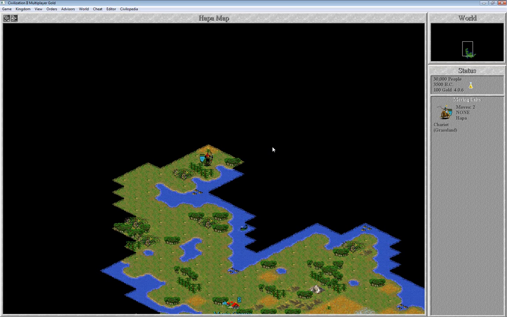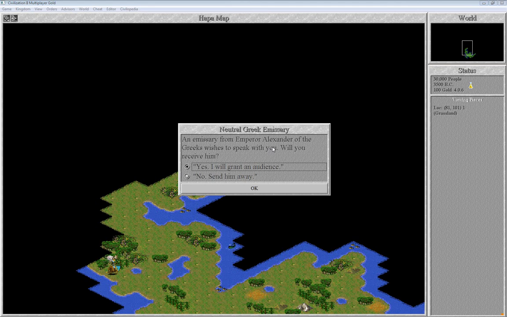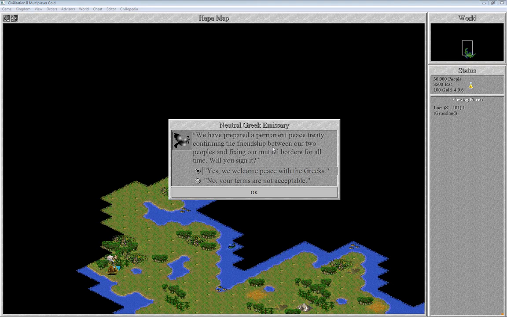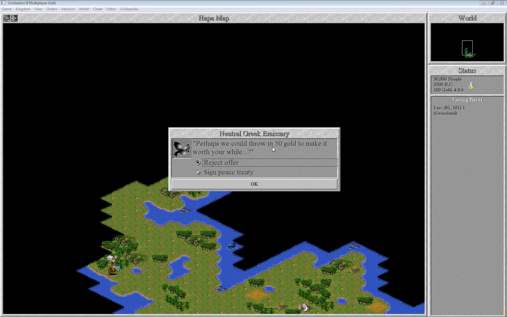Oh, here we are. The neutral Greek emissary. Let's see if they have stuff for us to trade. No, they don't. And they want to sign a peace treaty. I'm going to say no, because I don't want to ruin my reputation, and I think they're someplace close, and I have enough forces to go kick their ass, so no, I don't want a peace treaty with you, stupid Greeks. Reject your offer, and then I will demand tribute. That's how I roll.